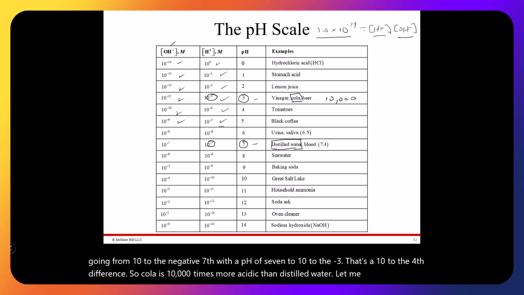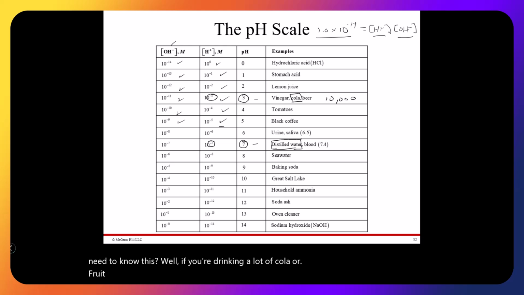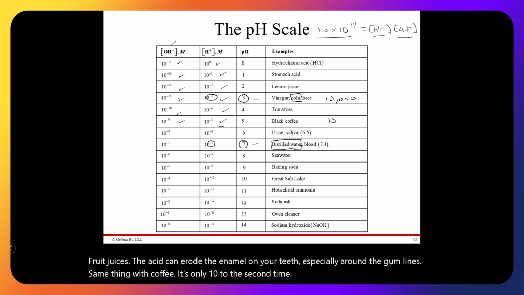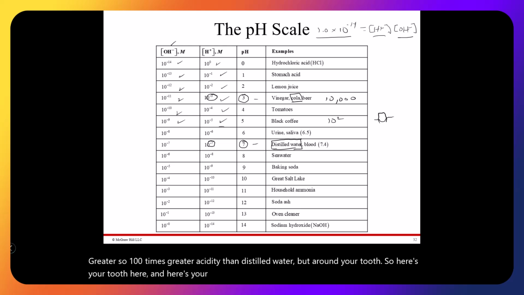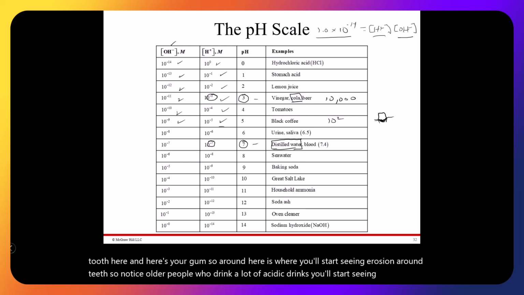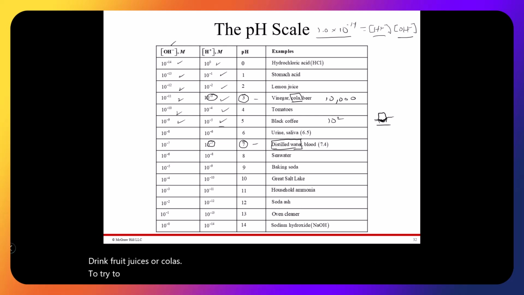You say, well, why do I need to know this? Well, if you're drinking a lot of cola or fruit juices, the acid can erode the enamel on your teeth, especially around the gum lines. Same thing with coffee. It's only 10 to the 2nd, so 100 times greater in acidity than distilled water. But around your tooth, so here's your tooth here, and here's your gum, around here is where you'll start seeing erosion. You'll notice older people who drink a lot of acidic drinks start seeing erosion here. So to counteract that, you should always drink some water after you drink fruit juices or colas, to try to reduce the acidity around the gum line.